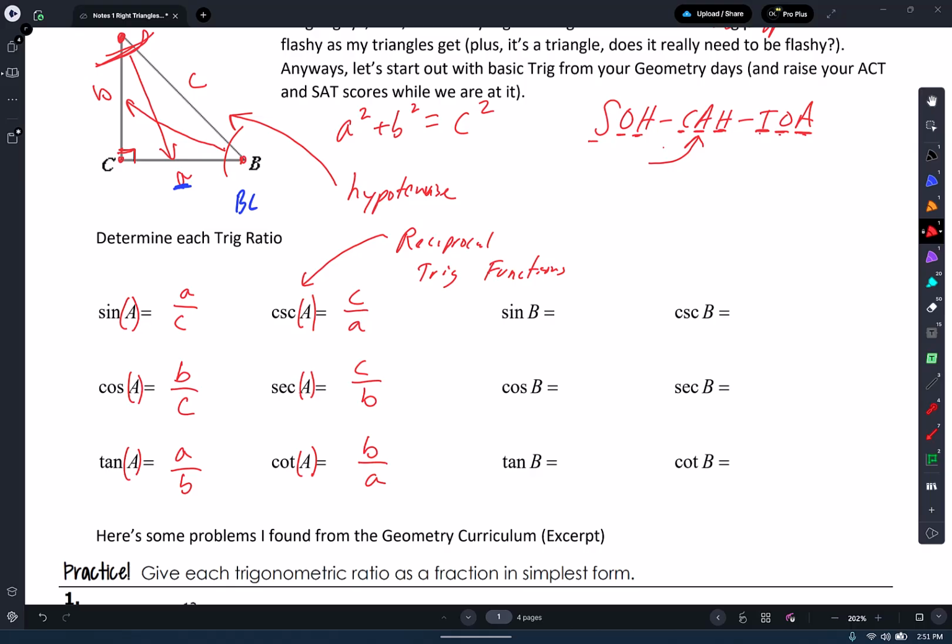By the way, you can also call these reciprocals. You can call these, sine is the reciprocal of cosecant. It works both ways, see? Cosine is the reciprocal of secant, because what that means is you take C over B and you flip it, and you get B over C. Tangent is the reciprocal of cotangent. See, the vocabulary goes both ways. You can say cosecant is the reciprocal of sine, or you can say sine is the reciprocal of cosecant. It works the same. Are we cool?